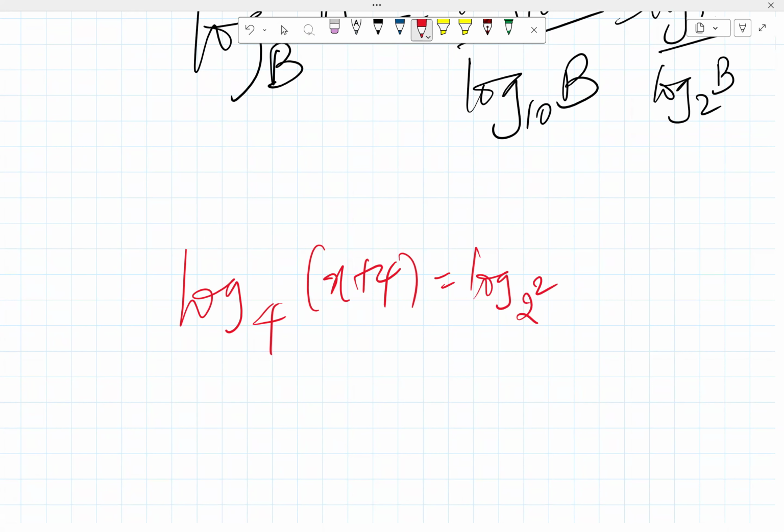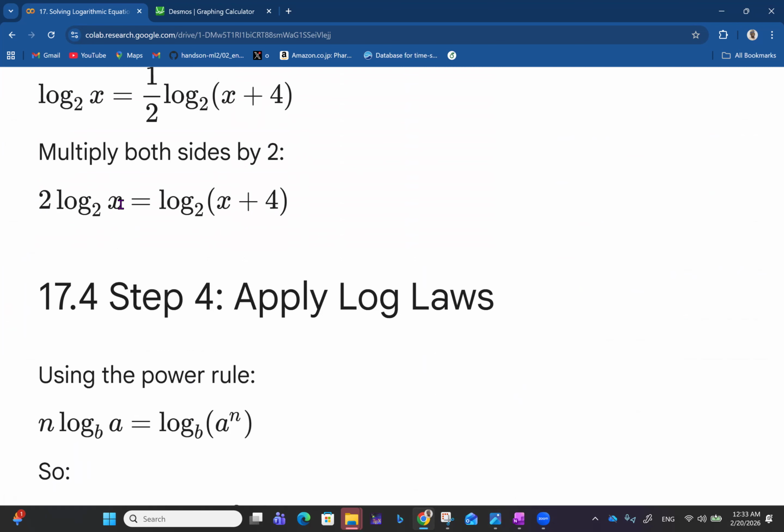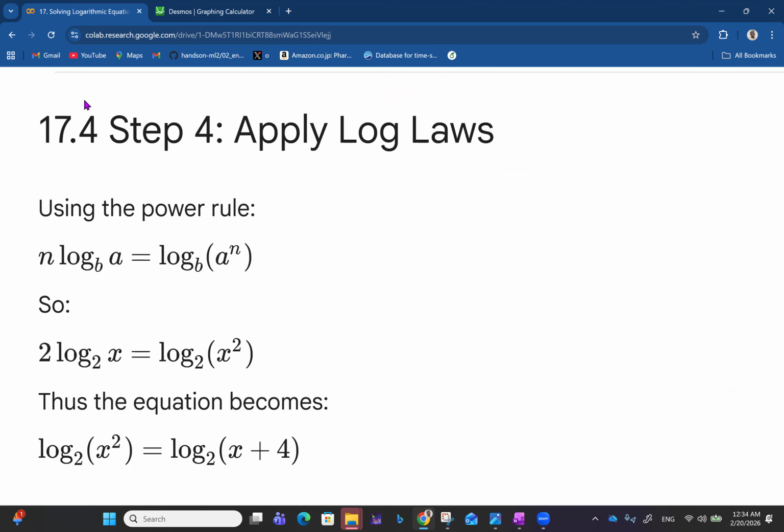So you have 2 log x to base 2 equals log x plus 4 to base 2. And then what do you do next? You can apply the log laws. One law that applies here is that this 2 can become the power of x, so that the bases can really be comparable. Using the power rule, we know that n log a to base b is the same thing as log a raised to the power n to base b. So 2 log x to base 2 is log x squared to base 2. Thus, the equation becomes log x squared to base 2 equals log x plus 4 to base 2.